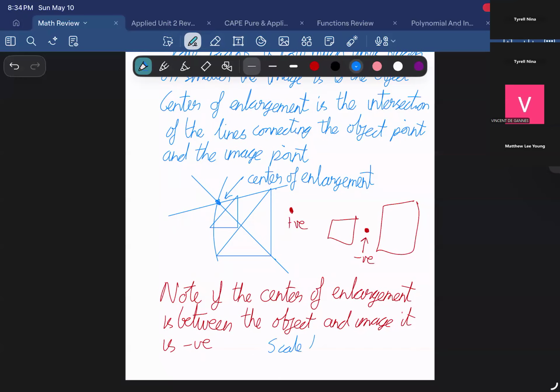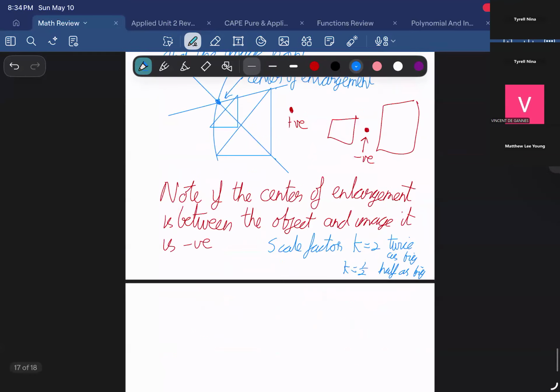The scale factor, like if k equals 2, it is twice as big, and if k equals a half, it is half as big. And then the other one we have to do is translation.